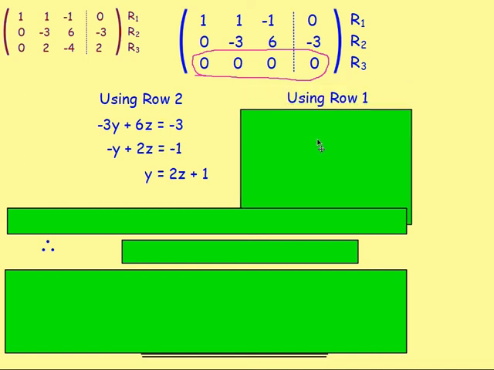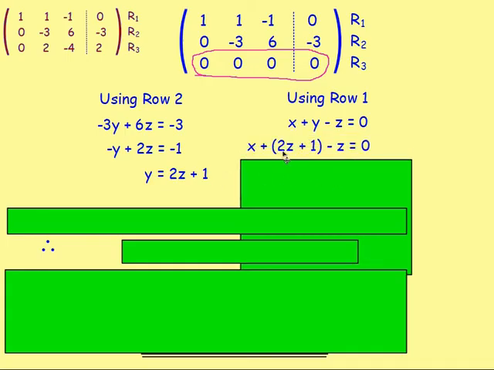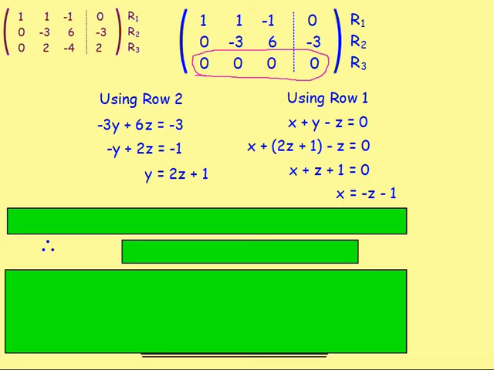Going up to row 1, well, we've got 1x, add 1y, take away 1z equals 0. So we can then replace the y with the 2z plus 1. So doing that, we've got x add 2z add 1, take away z equals 0. If you simplify that, that will give you x add z, add on 1 equals 0. And again, you could write x just in terms of z. So you've got both x and y in terms of z.